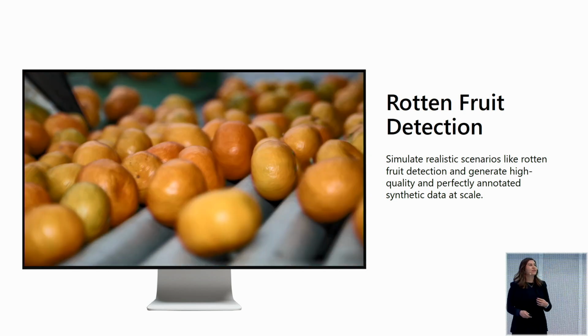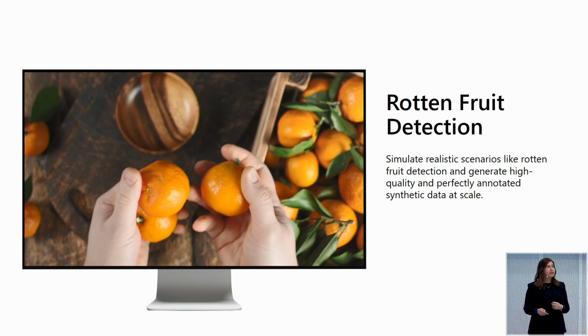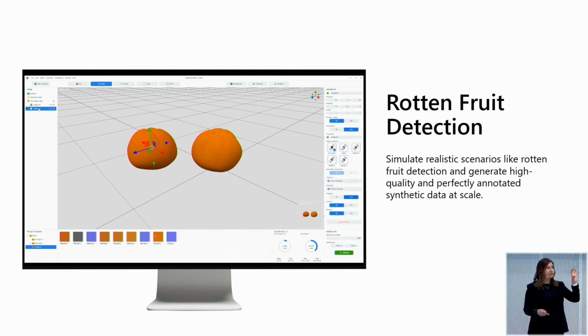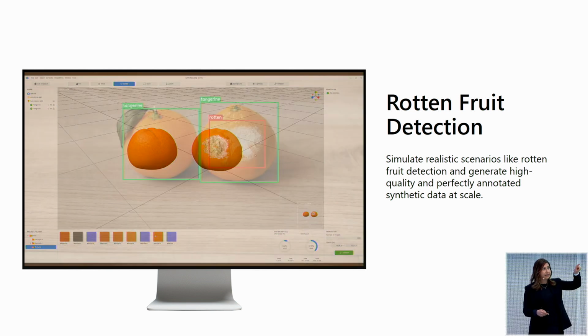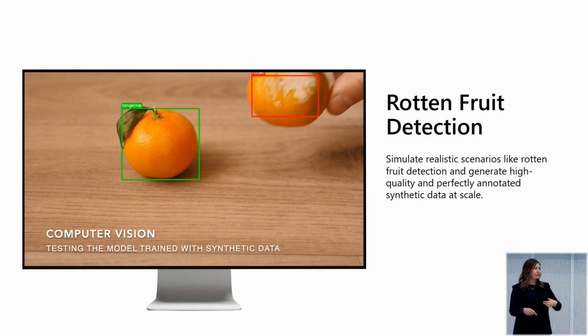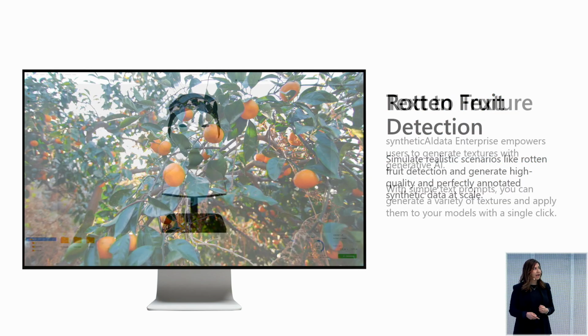Okay, yes. So we wanted to detect rotten fruit. What we could do is simulate that in our application, take a lot of different pictures, and make sure the rotten part is there, because we know rotten tangerines look very different. So we could generate various types of rotten tangerine and then use them in the application.